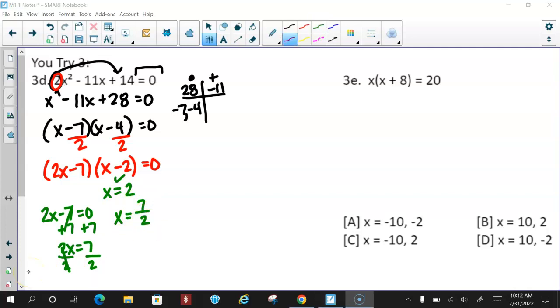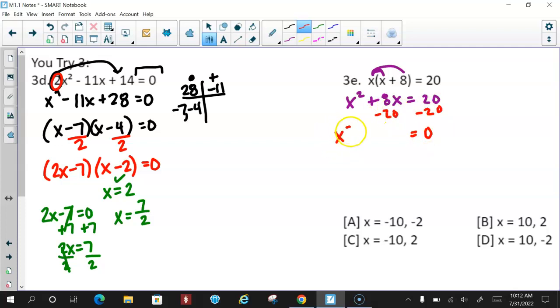Now for 3e, there were a couple things you had to do first, right? We have parentheses, so first we needed to distribute. So x times x is x squared, and 8 times x, 8x. That is equal to 20. Now notice our equation always has to equal what? 0. So then what were you supposed to do? Subtract the 20. I've got x squared plus 8x minus 20 is equal to 0. Now notice how a is equal to 1.